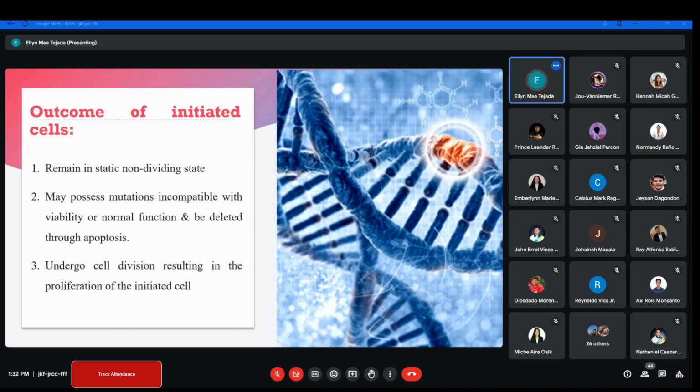On the other hand, the initiated cell may possess a mutation incompatible with the viability or normal function and be deleted through an apoptotic mechanism, or cell death. Lastly, the cell, through stimuli such as intrinsic factors or even chemical exposure, may undergo cell division resulting in the growth or proliferation of the initiated cell. So mas paspas siya, mas rapid siya.